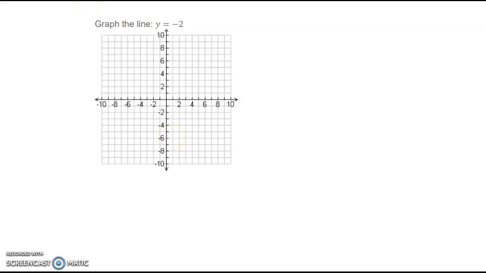Graph the line y equals -2. And so for this one, we are just going to have a line through where y equals -2. Well, y equals -2 right here, and so we'll just have a solid line all the way through where y equals -2. Another way to look at it, if this is confusing, you can put in values for x.